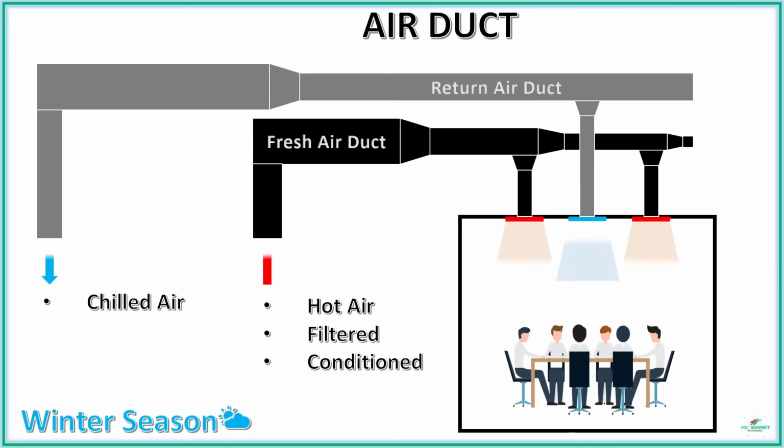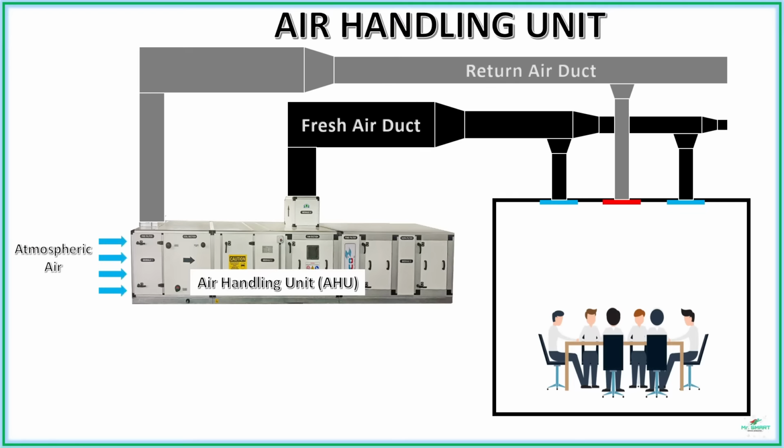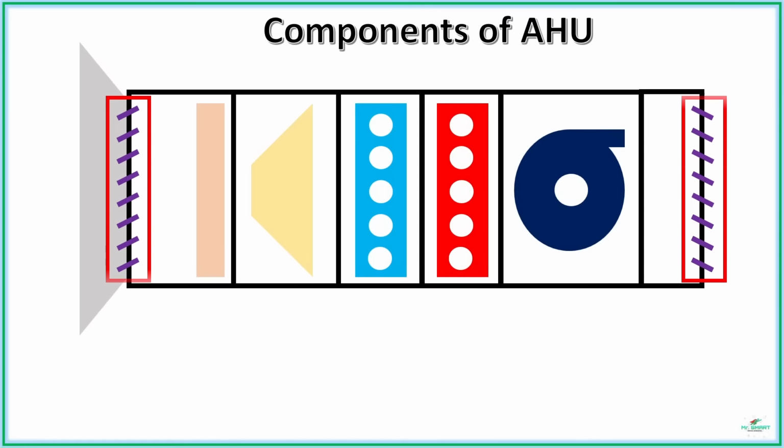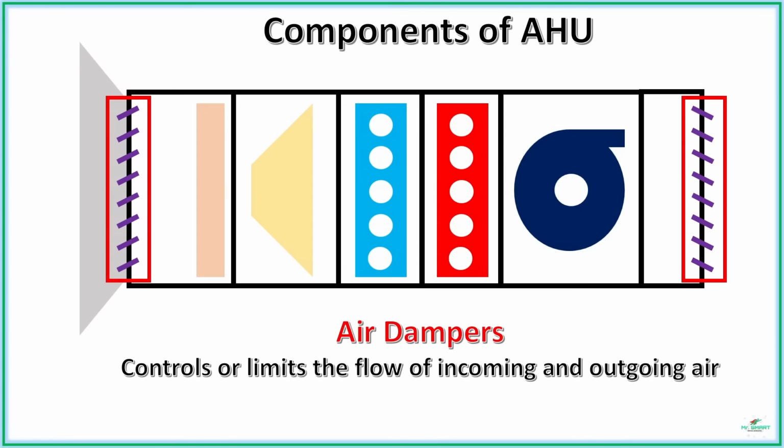So, where is this hot and cold air produced? It is produced in a unit called the Air Handling Unit or AHU. An air handling unit is the heart of an HVAC system. An air handling unit is a collection of several components working together to produce the ambient air. Air dampers are the parts that control or limit the air flow and are located at both the entry and exit of air into the AHU.